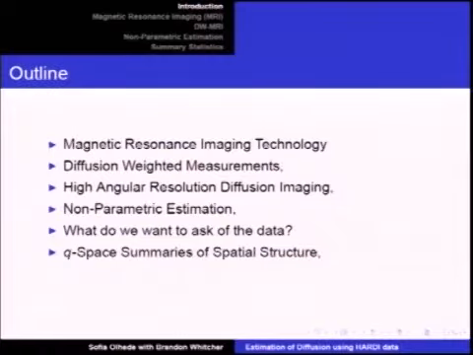Okay, so I'm going to start off by talking about magnetic resonance imaging technology in general. Before I started working in this field, I thought it was just one sort of data you could acquire. And actually, there are many, many different kinds, and the technology you want to use when you analyze them is vastly different. I'm then going to talk about diffusion-weighted measurements, which is the sort of data I deal with, and in particular, high angular resolution diffusion imaging, because you want to figure out what sort of resolution you can get out of directionality in the data.